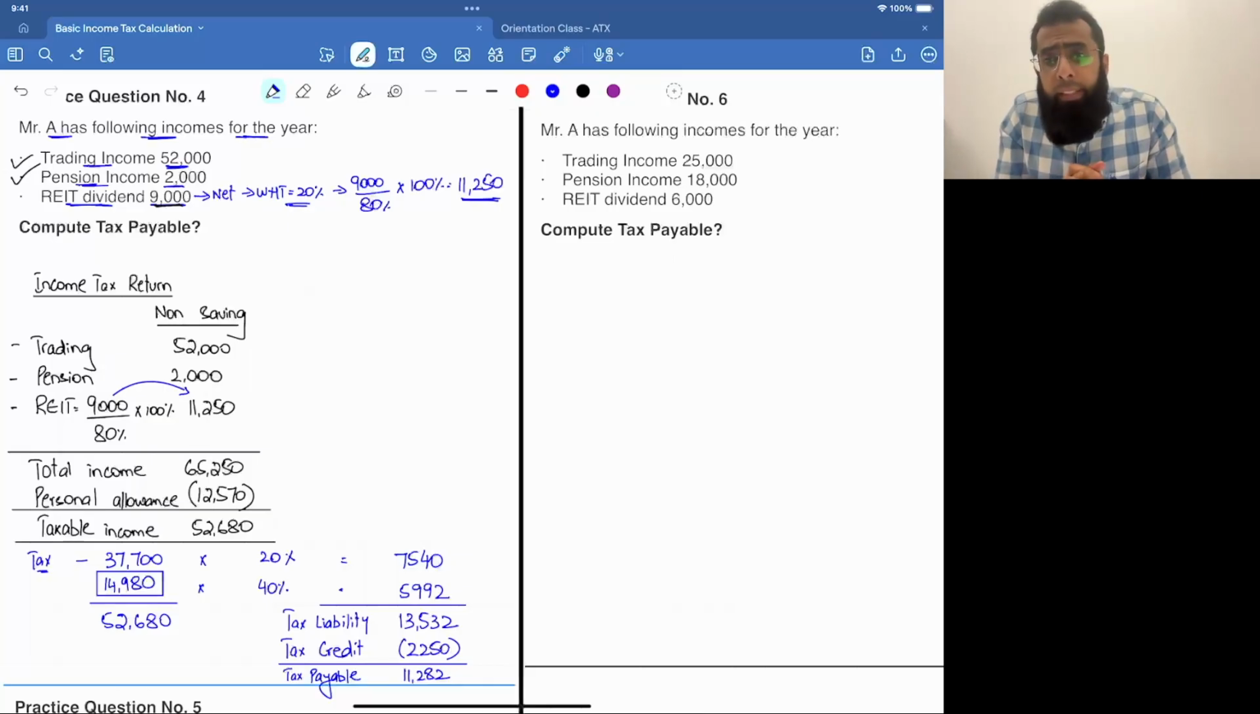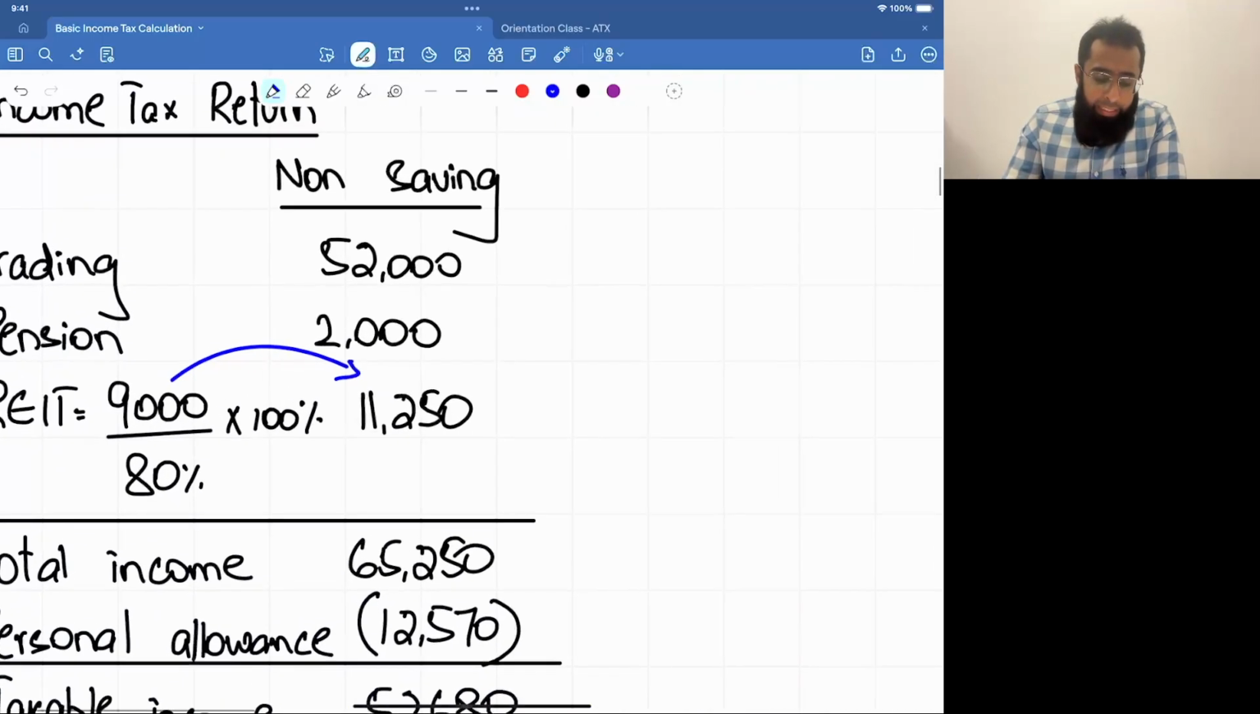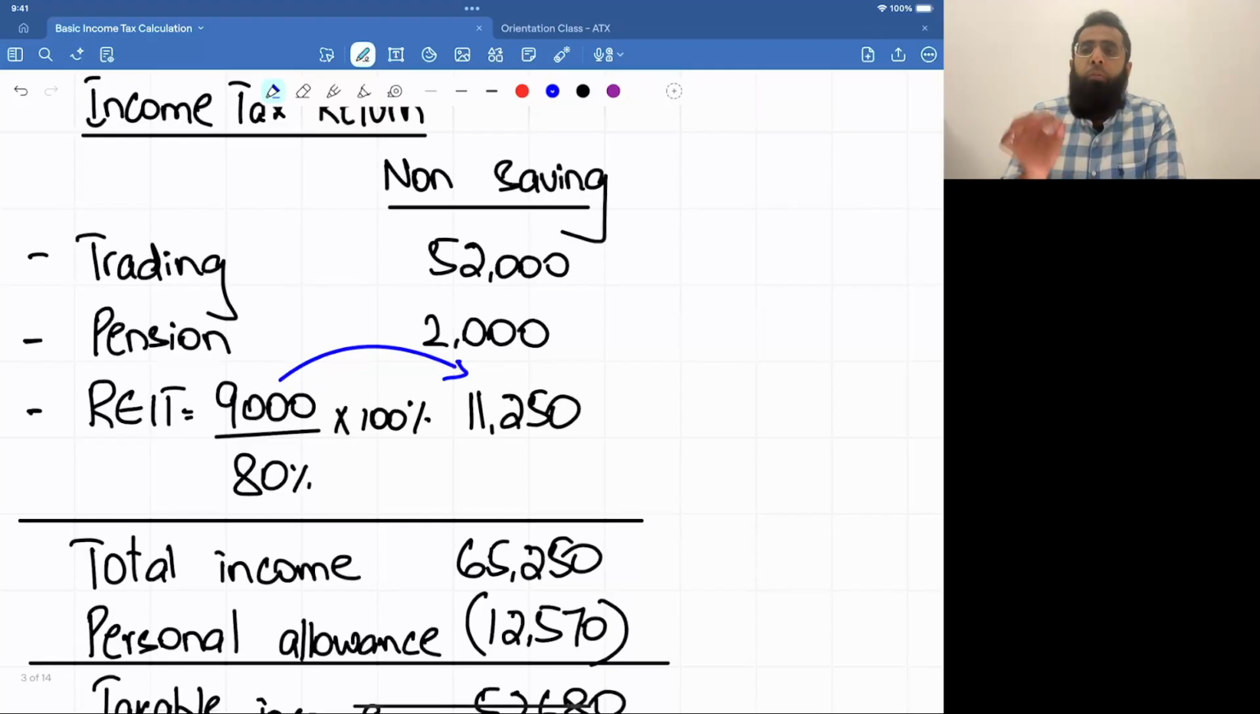Sir, is there withholding tax on any other incomes? Yes, there is withholding. We will study them. We have introduced the first withholding income, that is REIT. So 20% is withheld. So whatever you got is 80%, divide by 80, multiply by 100, you gross it up.